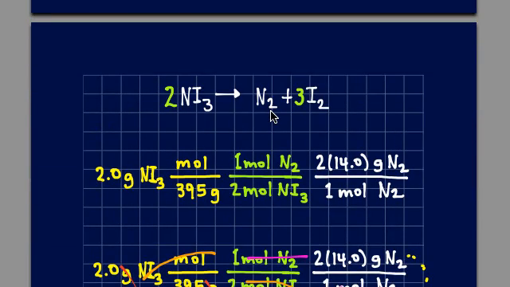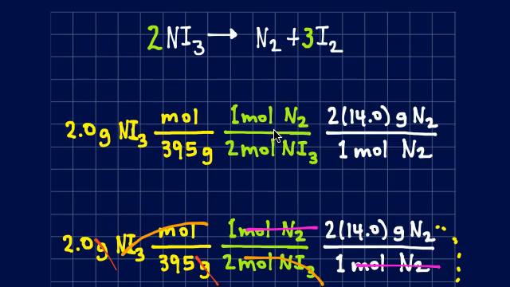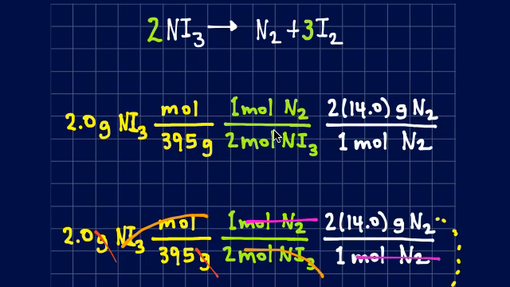So one thing I could say is, again, if I had 2 grams of NI3, what would that mean in terms of comparison to the other products? Well, I had 2 grams of NI3. I've calculated the molar mass to be 395. Iodine is a heavy atom, and that would change my grams to moles. But what if I wanted to convert NI3 into N2, or compare 2 grams of this to how many grams of this I am going to get?